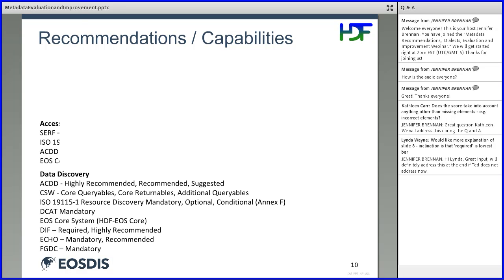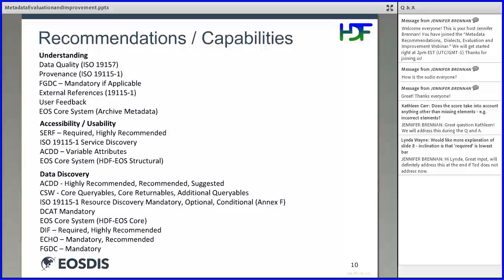So recommendations, this is a couple different recommendations here for data discovery, accessibility, usability, and understanding. Remember that recommendations are associated with use cases. We have a lot of well-known data discovery recommendations because data discovery is an important use case that has been thought about and worked on in metadata land for a long time. As we go to accessibility, most of the recommendations are related to services, service access to data. When we go to understanding, the recommendations are less specific and less well-known, and many of the dialects don't really support much understanding because they focus on discovery.